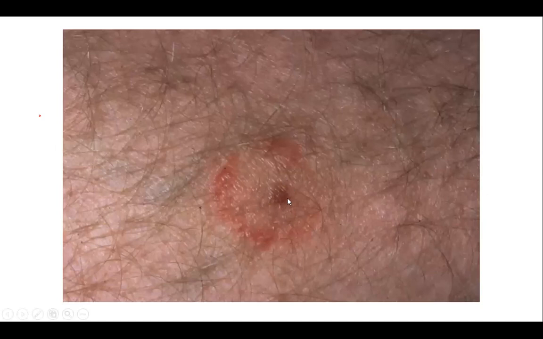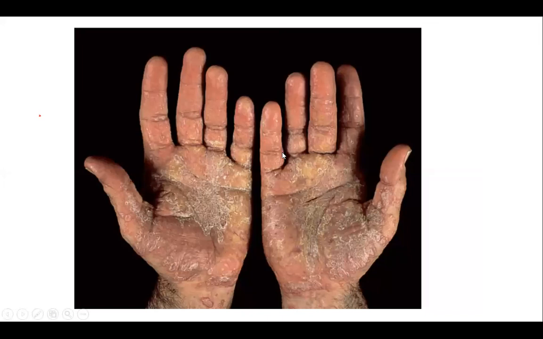So if you see this clinically, what you need to do most importantly is do a dermoscopy of the central lesion itself. And on biopsy, we need to make sure that this is just a nevus that is eczematous and not a severely dysplastic nevus or a melanoma that is becoming inflamed. Okay? So moving on to the next case.